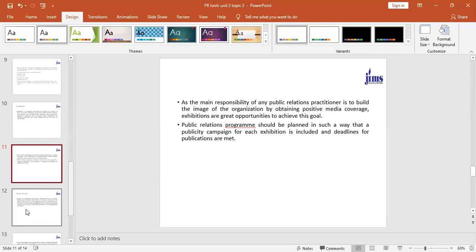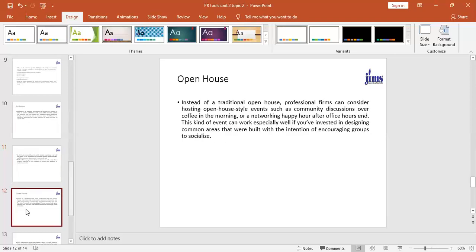As the main responsibility of any public relations practitioner is to build the image of the organization by obtaining positive media coverage, exhibitions are great opportunities to achieve this goal. Public relations programs should be planned in such a way that a publicity campaign for each exhibition is included and deadlines for publications are met.